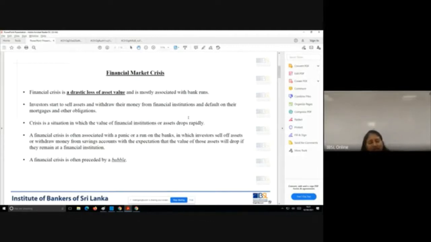Now in a financial crisis, usually this collapse in asset values happens because of a bubble situation. Even recently, if you heard the news, in the latter part of last year, you would have heard this word, bubble: asset bubbles, real estate bubbles. So when there is a bubble situation, usually that bubble creates a financial crisis. Not because there is a bubble per se. If the bubble bursts, then a crisis situation occurs.